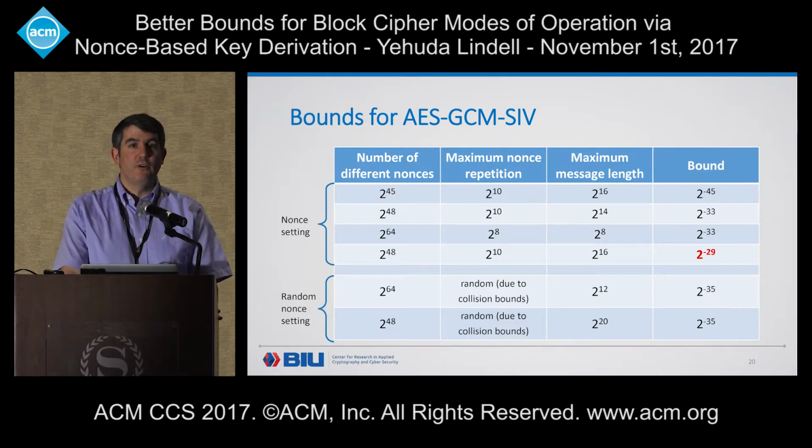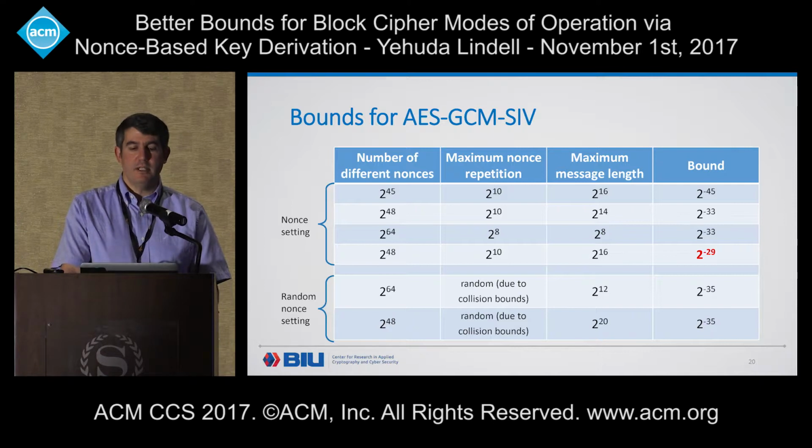You can even encrypt 2^48 different nonces with 2^10 repetition and 2^14 message length. That gives you 2^62 blocks overall, and still 2^-33 advantage.